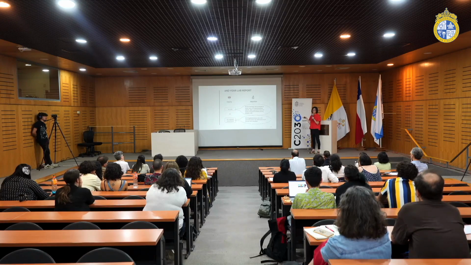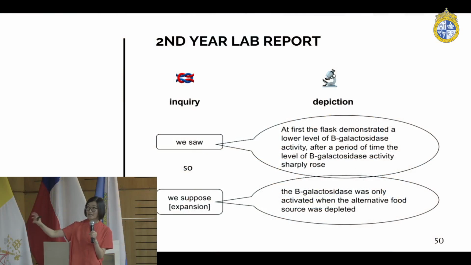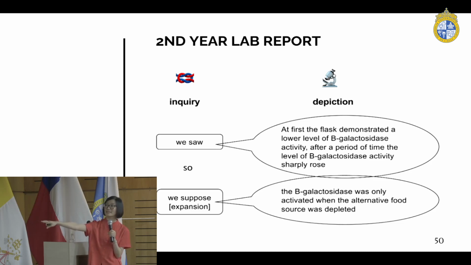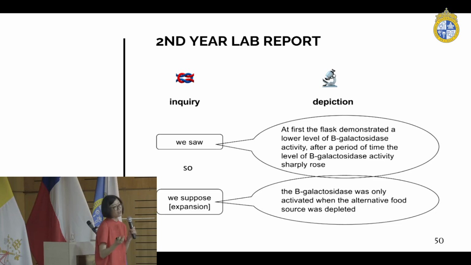So also in second year lab report, now we also have an inquiry connecting ideas in the depiction, very similar to the lab report in the first year, right? But here, students have a finding that they propose, yeah. So we propose, so it suggests that this was only activated when alternative food source was depleted. Okay, so that's a deduction that students made. It's not the factual information that they know of, but they deduce that information from the experiment.